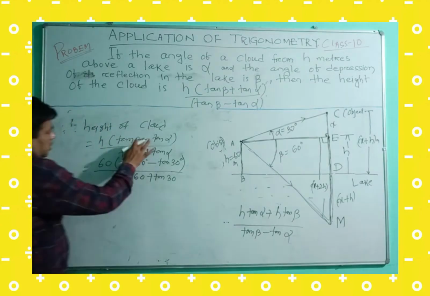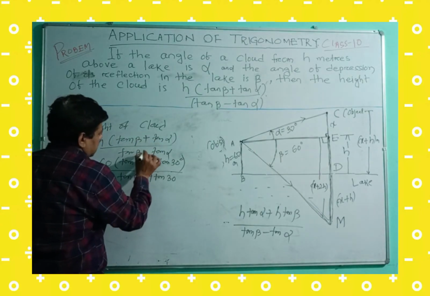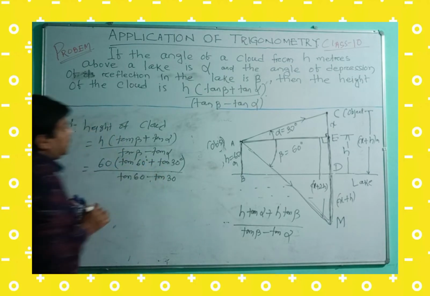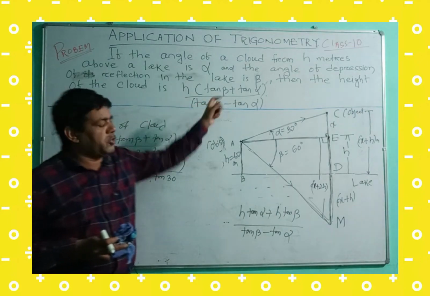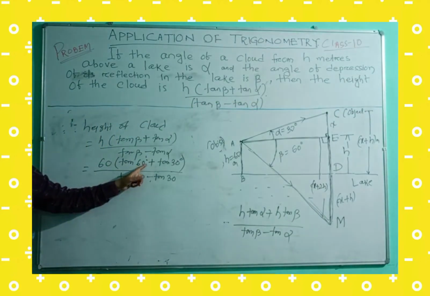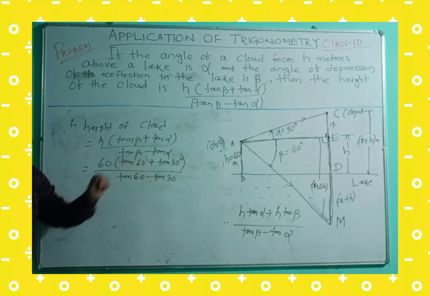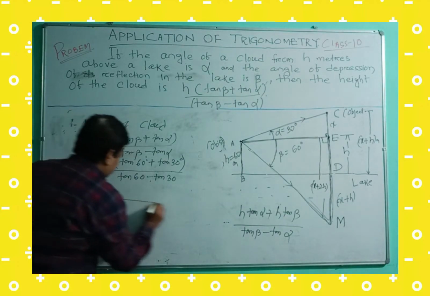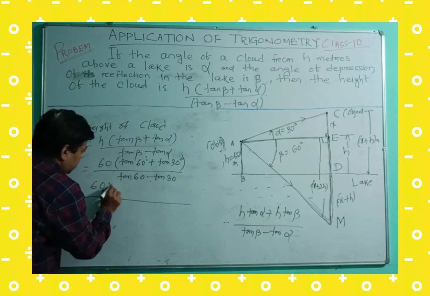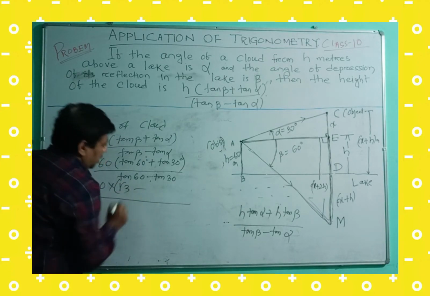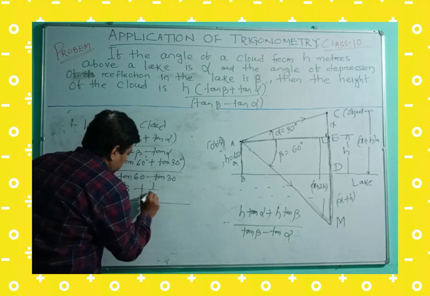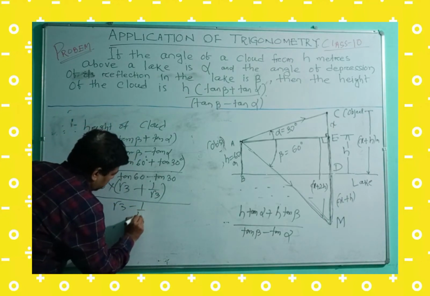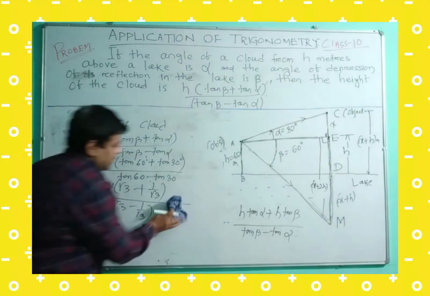Sorry, there is a mistake here, once again let me rectify. This is right, because it will be tan beta plus tan alpha. This is plus sign. So here it will be tan 60 plus tan 30 divided by tan 60 minus tan 30, right? So after putting this value, what is the tan 60 value, which is root 3, all of you know, and tan 30 all of you know, 1 by root 3. So root 3 plus 1 by root 3, similarly root 3 minus 1 by root 3. Just take the LCM.